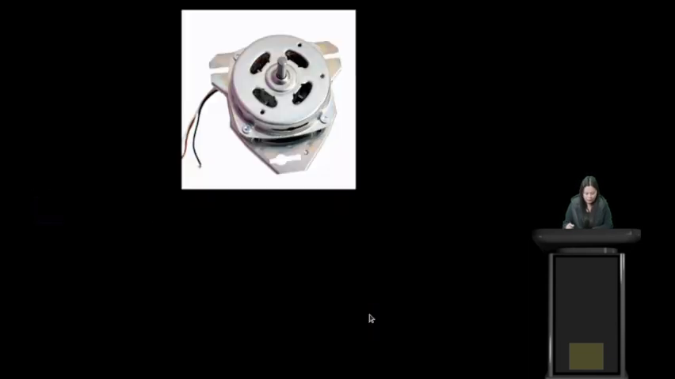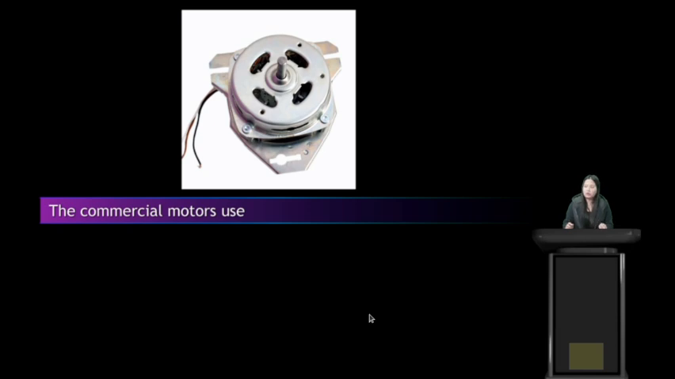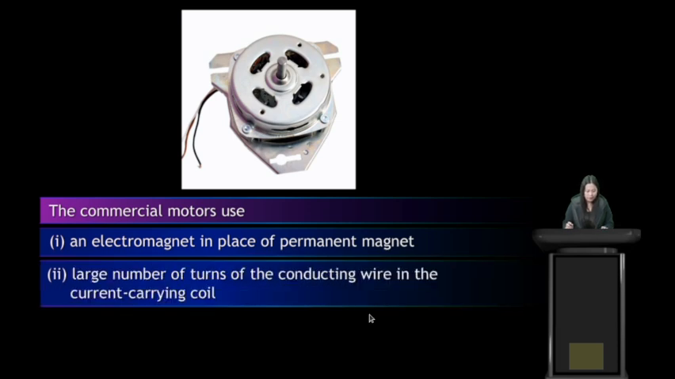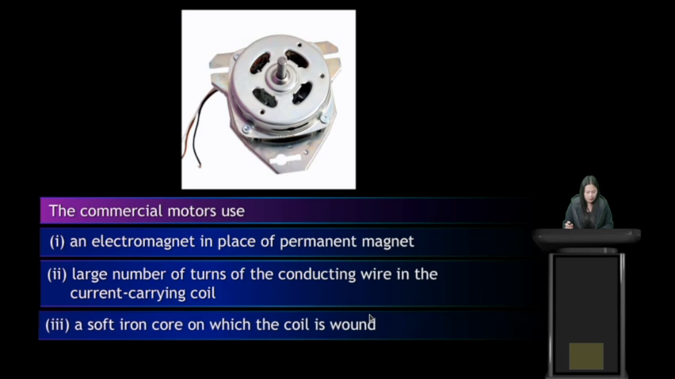So here we have an electric motor. The commercial motors use an electromagnet in place of a permanent magnet. They use a large number of turns of conducting wire in the current carrying coil and a soft iron core on which the coil is wound. So these are some of the parts present inside the electric motor.